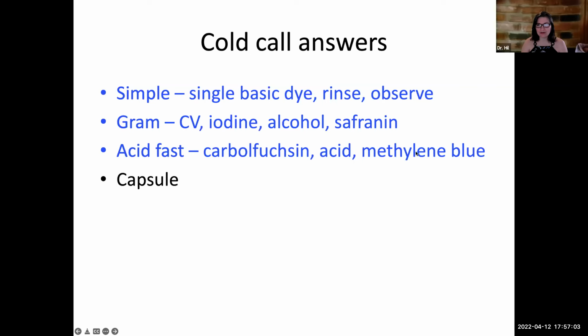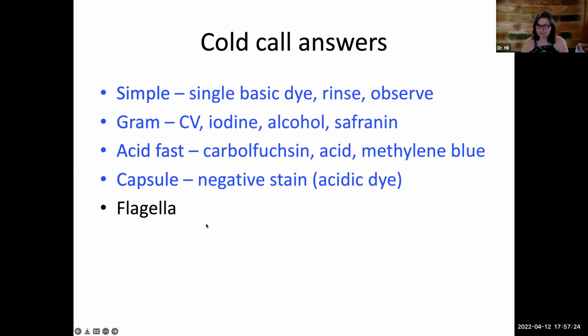Okay. So yeah, the capsule stain, remember, we're trying to dye something that doesn't dye. Basically it does not take up dyes. So what we have to do is stain the background instead. One method is to use India ink. Another method is to use 2 different types of dyes. Either way, it's called a negative stain because it stains the background instead of the capsule.